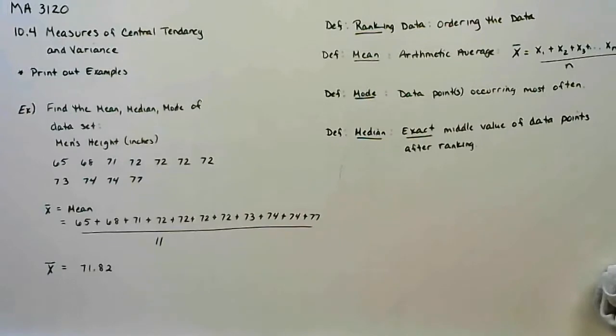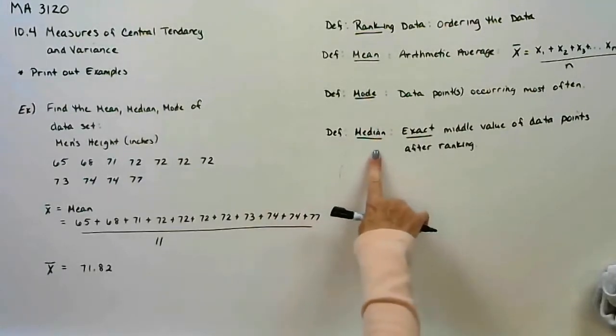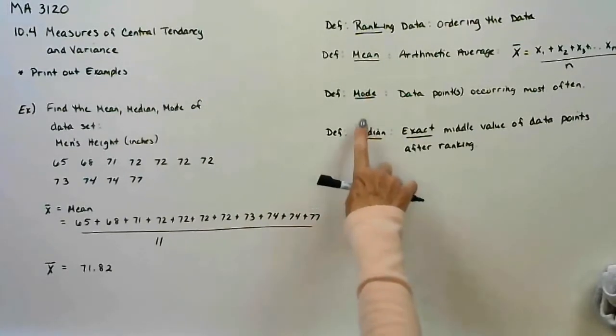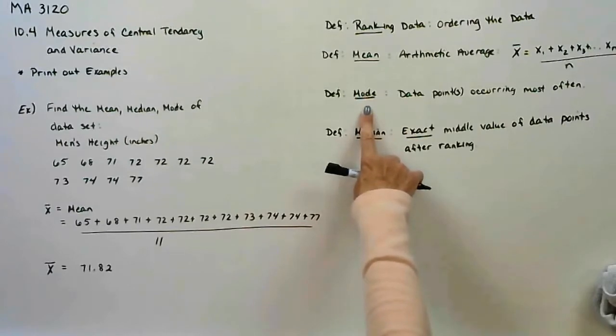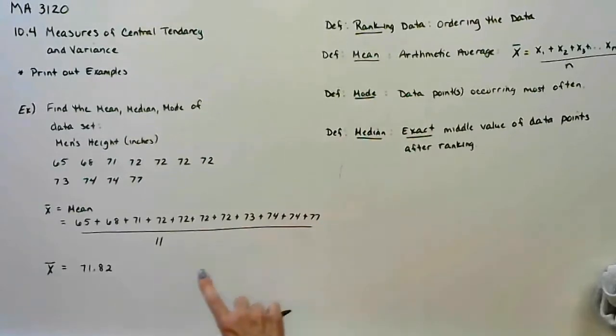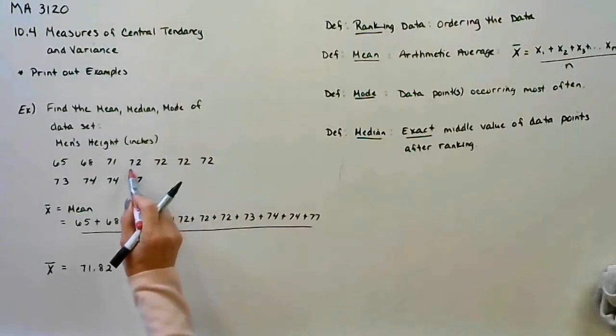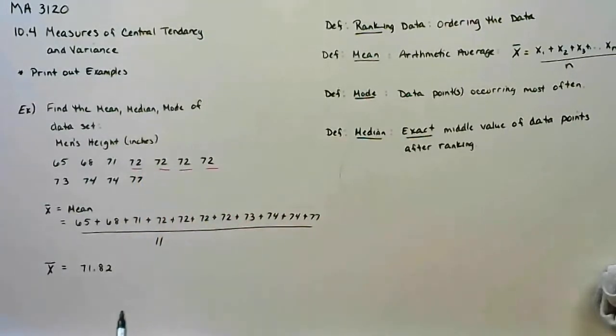Now the median, remember, is the exact middle value. Before I do the median, because I'm going to have to erase this, let's look at the mode. The mode is the data point or points occurring most often. If I look at these heights, there's one that occurs more often than all the others. It looks like 72 occurs the most. So in this case, our mode would be 72.